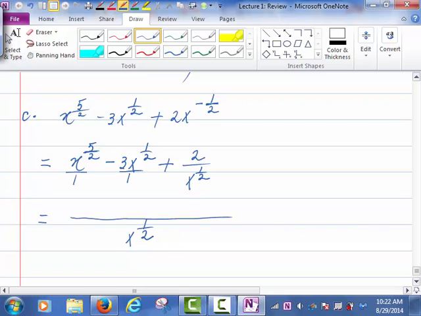And now, x to the 5/2, you have to multiply that with what? X to the half, right? So when you do that, what do you get? X to the 5/2 plus a half is what? 3. And minus, you have 3 times x to the half. So x to the half times x to the half, that's just x, right? And then you have 2, which would be by itself, right? So that's what we get. Is everybody okay with that?